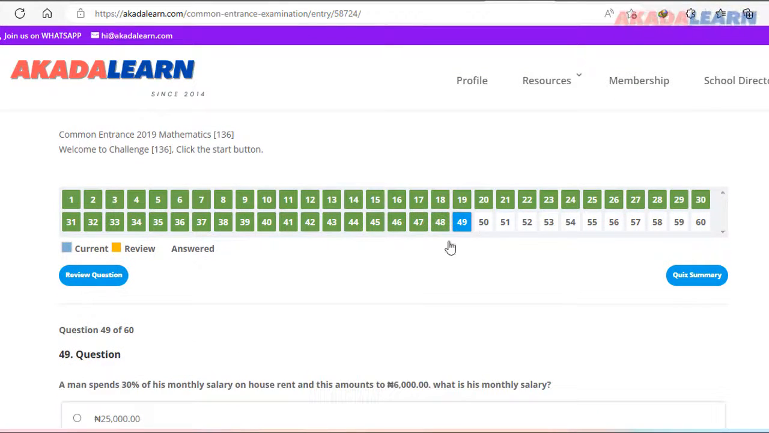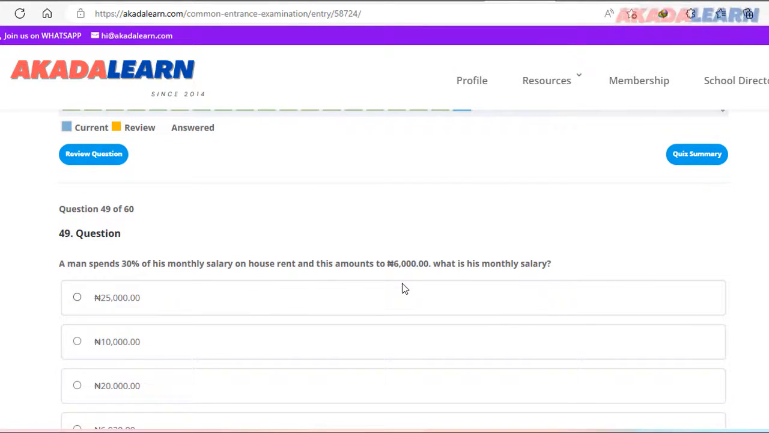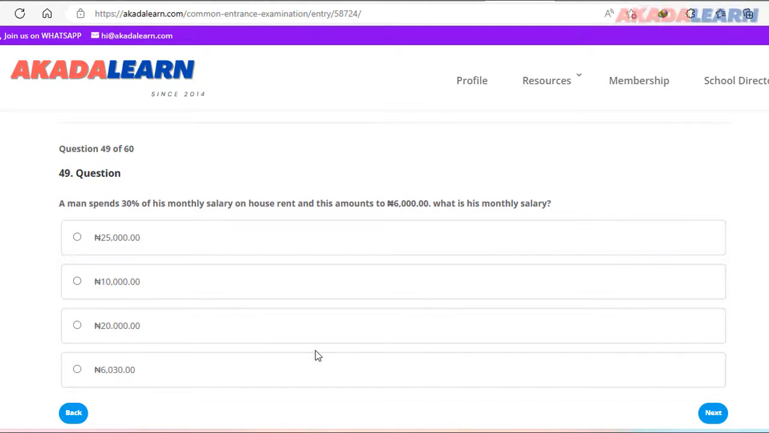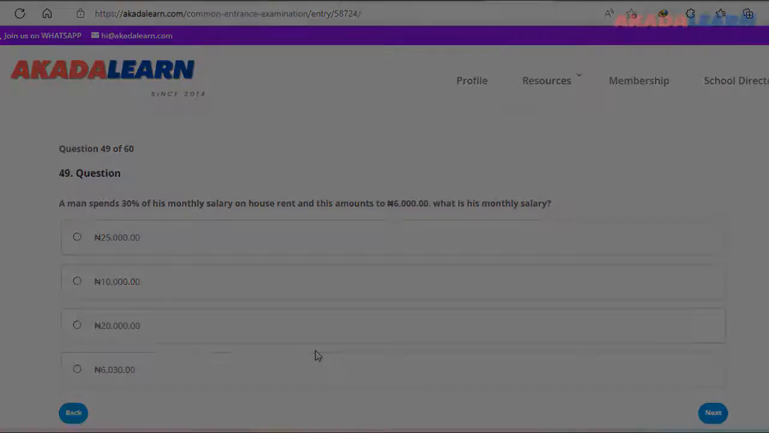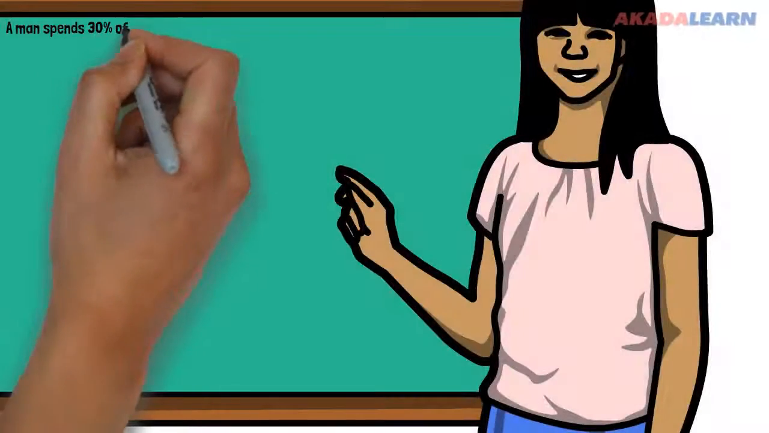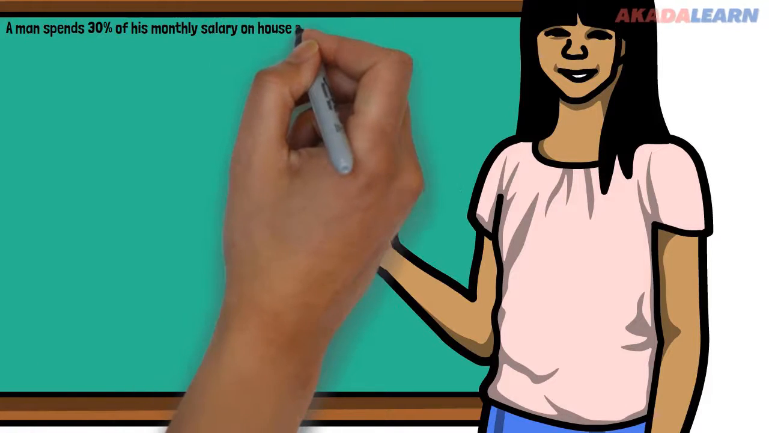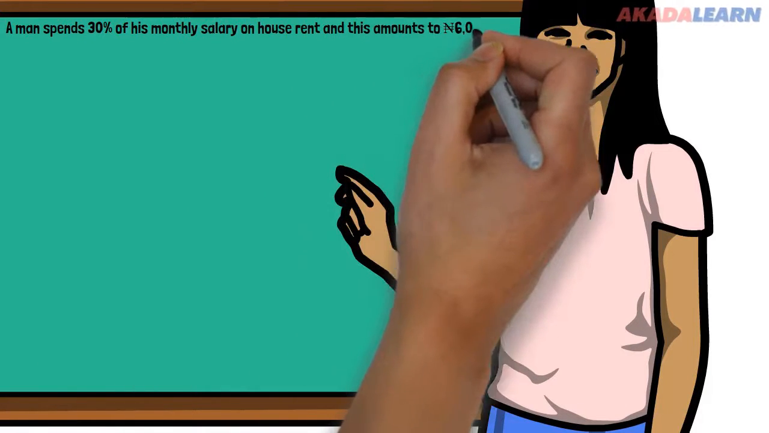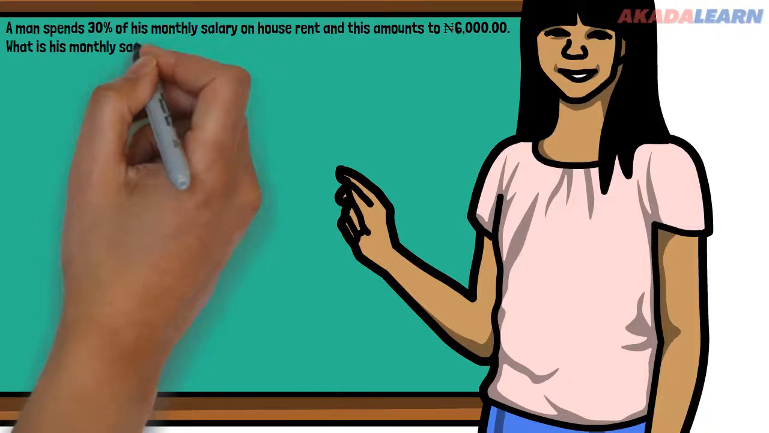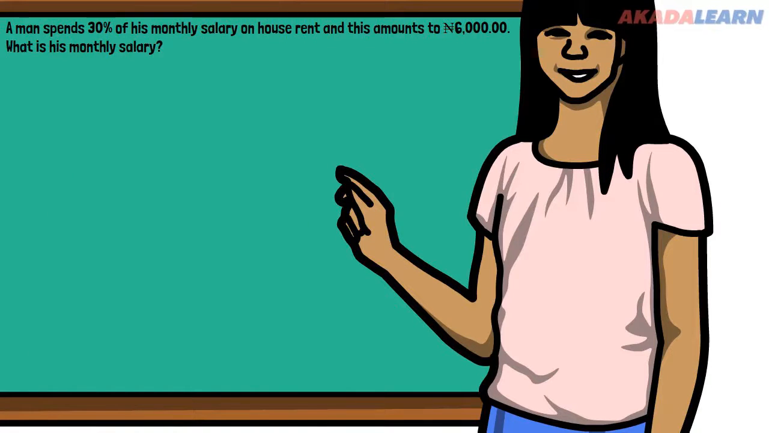Alright, question 49. A man spends 30% of his monthly salary on house rent and this amounts to 6,000 naira. What is his monthly salary? So we can see the options here. So let's look at our video and see the solution. Alright, so this question, a man spends 30% of his monthly salary on house rent and this amounts to 6,000 naira. What is his monthly salary?